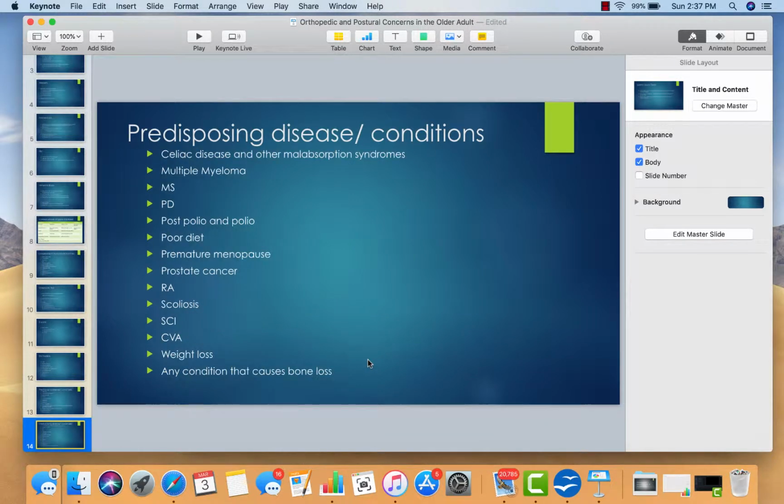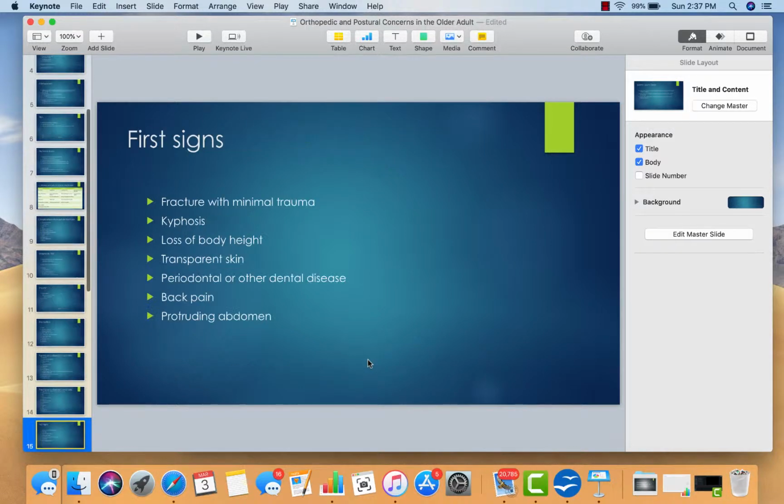disease and kidney disease. Further predisposing diseases, again, celiac disease, that affects malabsorption as well as other syndromes that might affect that. Multiple myeloma, MS, Parkinson's, post polio, poor diet, premature menopause, prostate cancer, rheumatoid arthritis, scoliosis, spinal cord injury, CVA, weight loss, and any condition that causes bone loss.